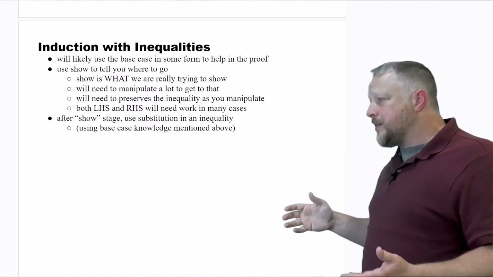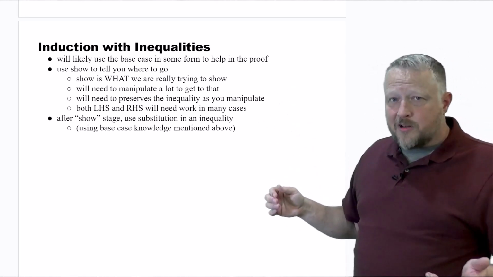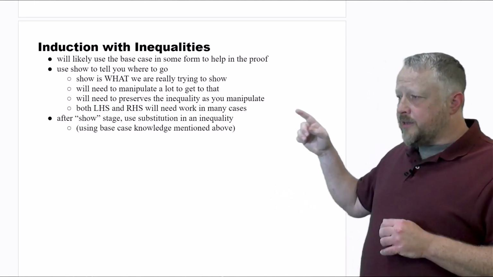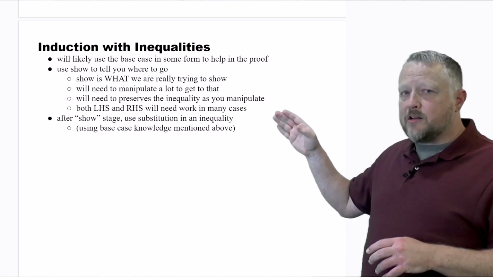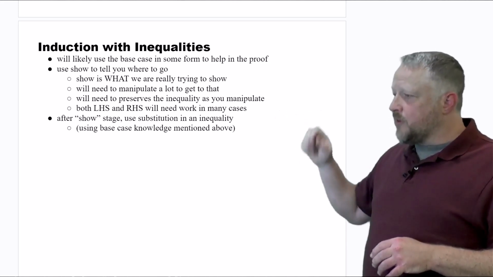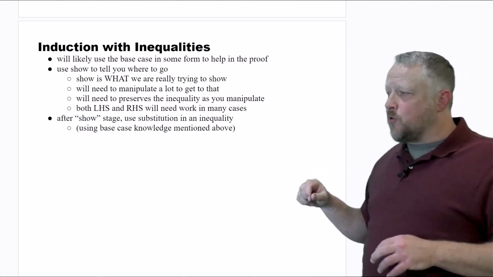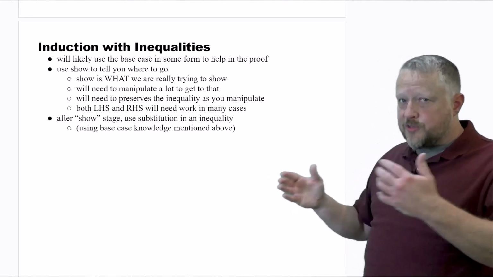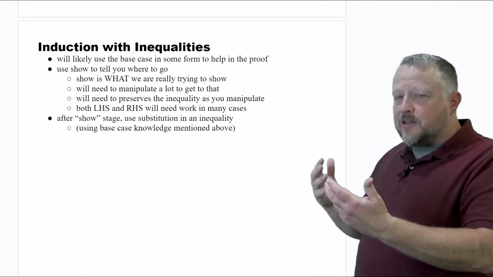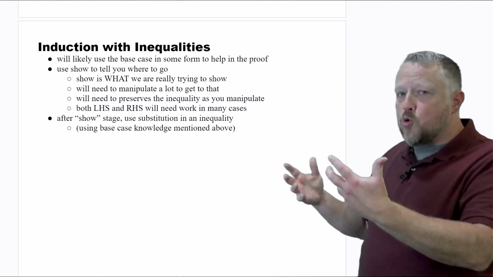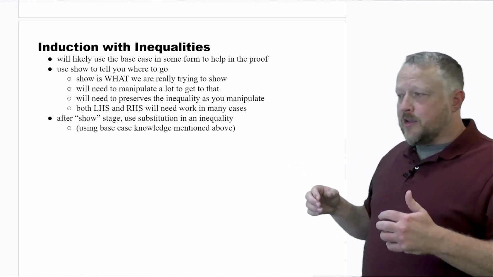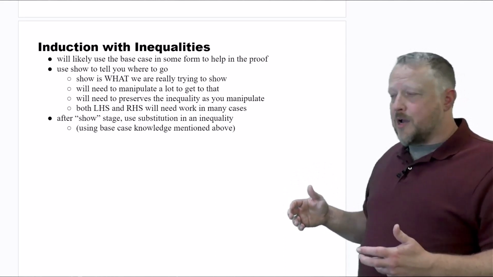And again, we kind of did that in the previous one too, so that's really nothing crazy either. And then you're going to need to preserve the inequality as you manipulate. Both the left-hand side and right-hand side will need work in many of these cases. So this is one where you're going to manipulate both sides so you still have that inequality this time.